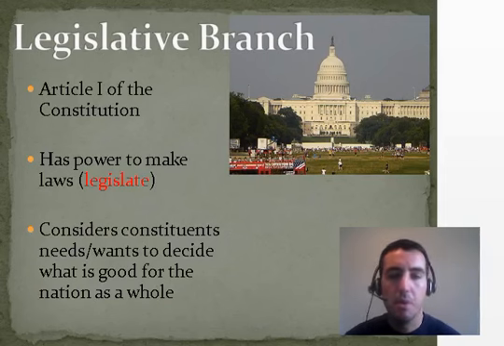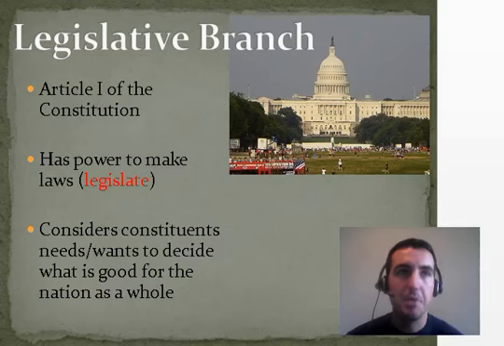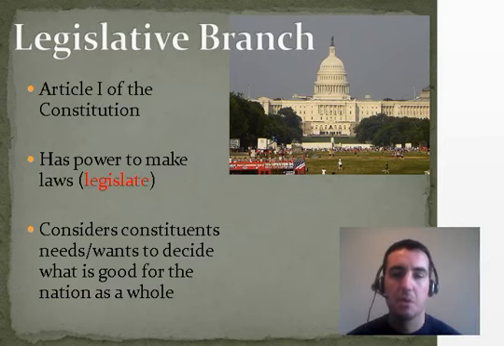So what's in Article 1? Article 1 is the first article, and it sets up the legislative branch. Remember, there's three branches: legislative, executive, and judicial. Each one has an article that says how it's supposed to be set up. So we'll focus on Article 1 right now for the legislative branch.